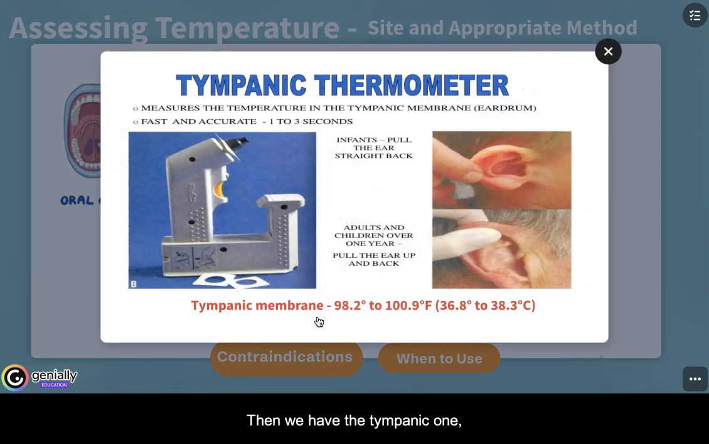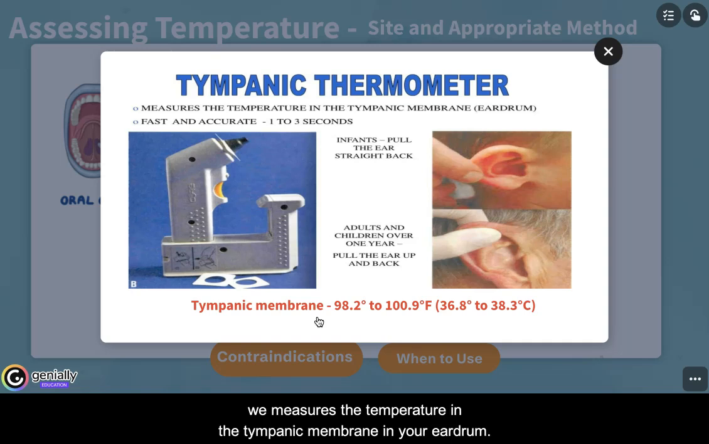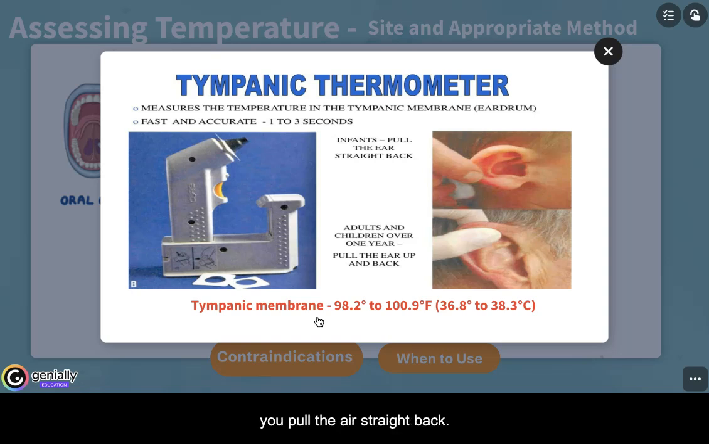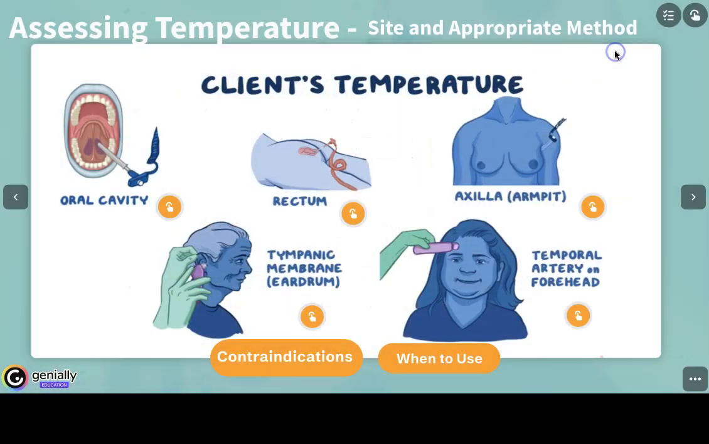Then we have the tympanic one, which measures the temperature at the tympanic membrane, your eardrum. It's fast and accurate, 1 to 3 seconds. For infants, you pull the ear straight back, and for adults and children over 1 year, you pull the ear up and back. It's just because of the anatomy of the ear on the inside. So for instance, infants pull back, for adults up and back.